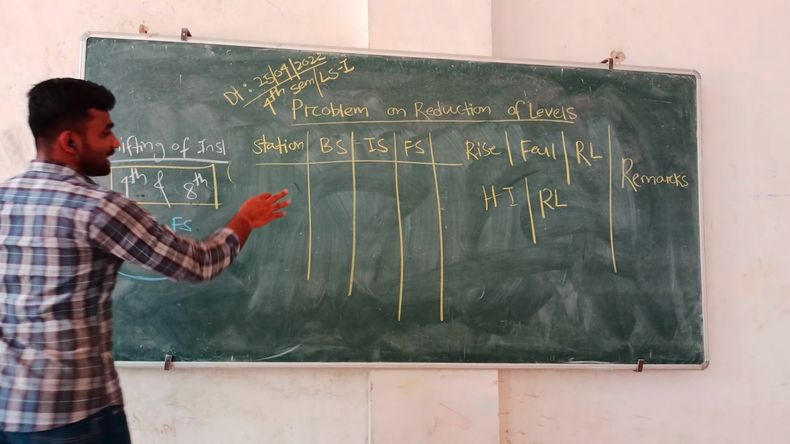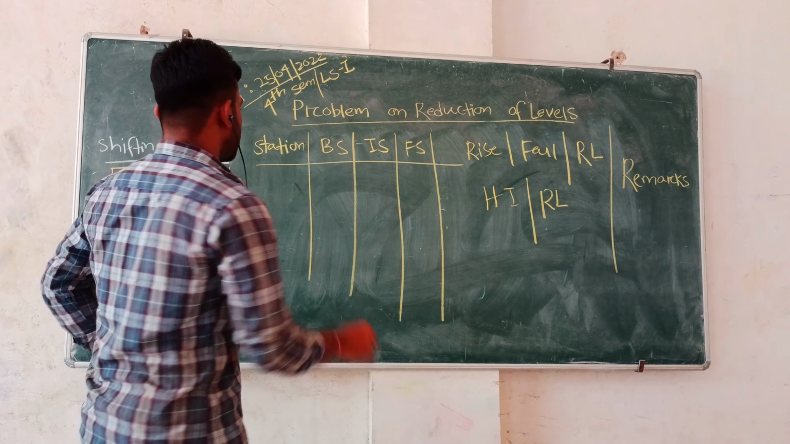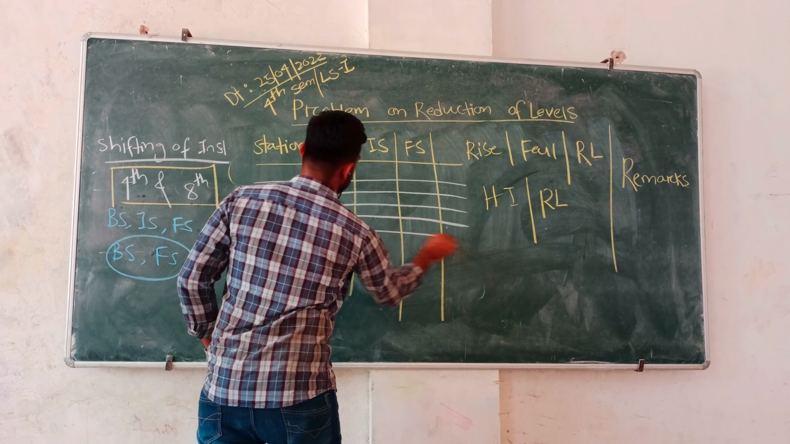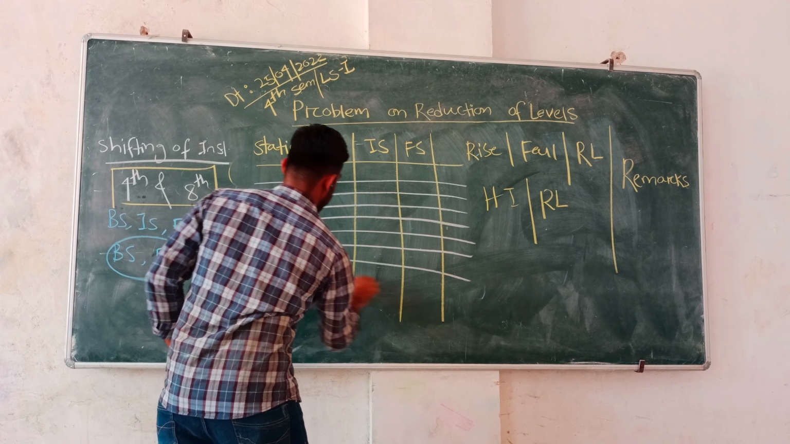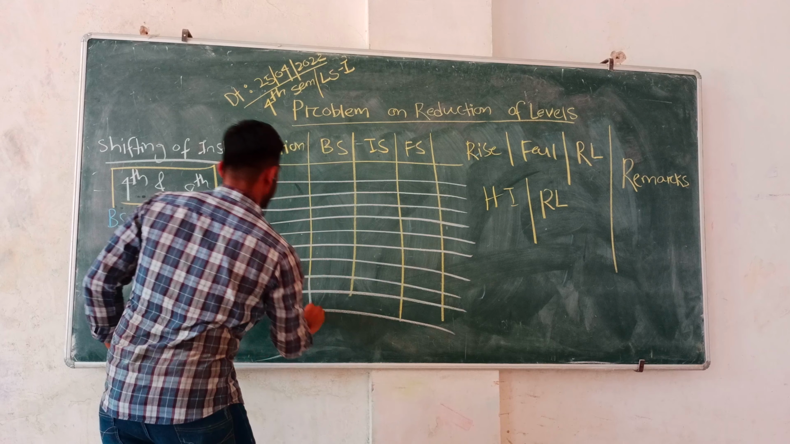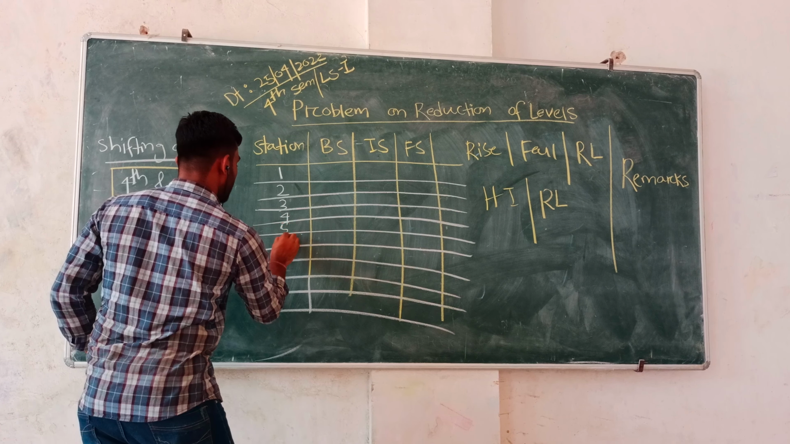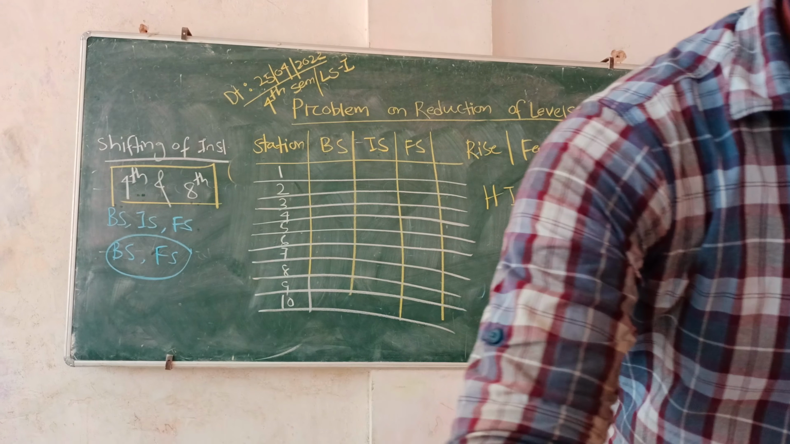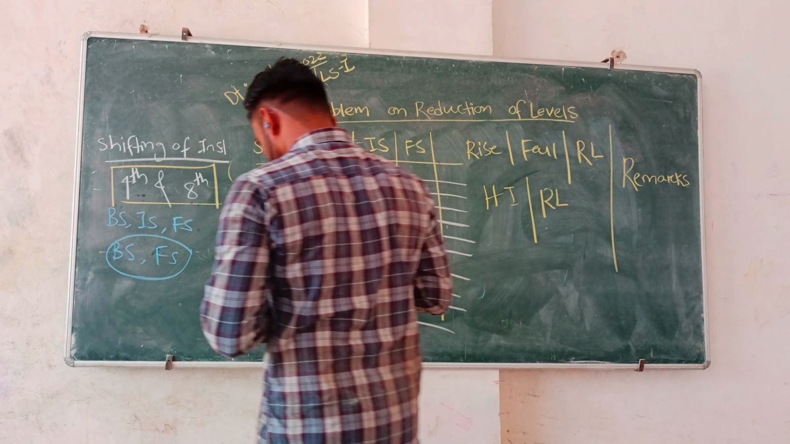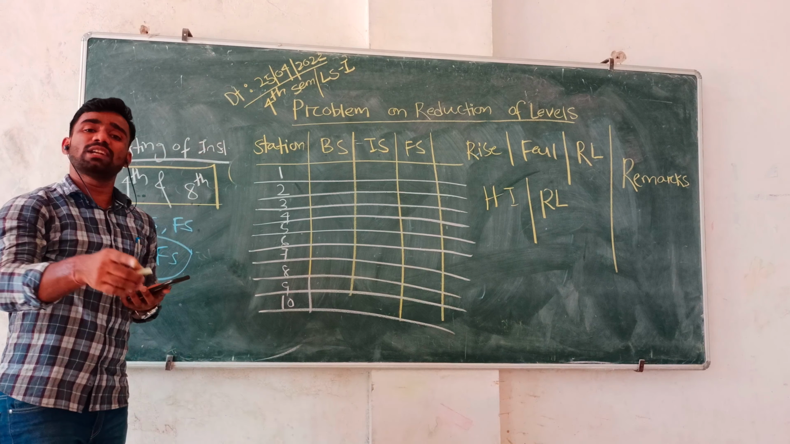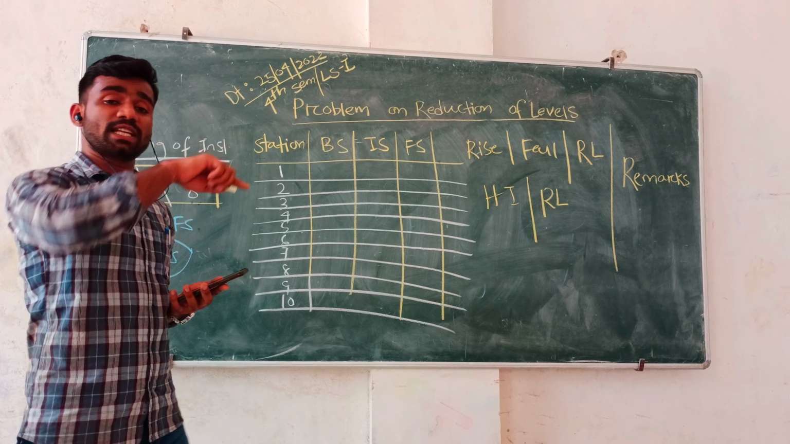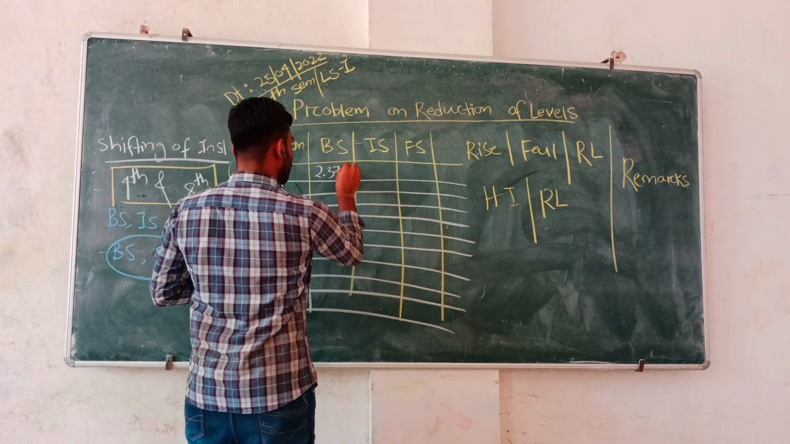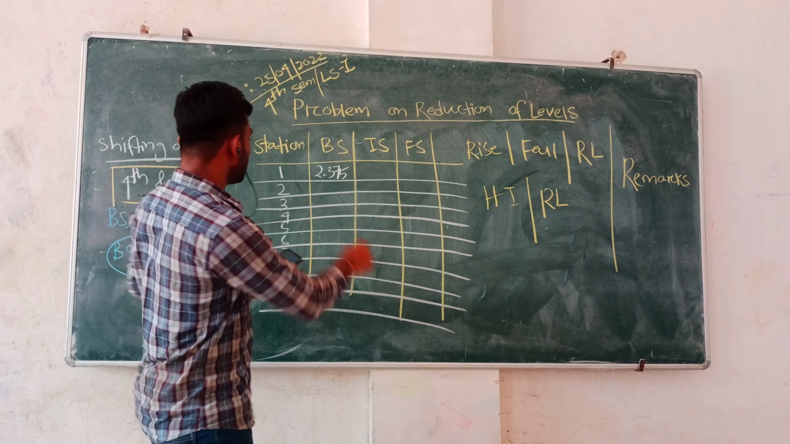How can I prepare the table? First, let's mark the stations: 1, 2, 3, 4, 5, 6, 7, 8, 9, 10. These are the serial numbers. Then read out the readings. The first reading will definitely be the back side, number 1. You can check your notebook. The first reading given is 2.375. Then there are 2 intermediate side readings, so you fill number 2 and number 3.